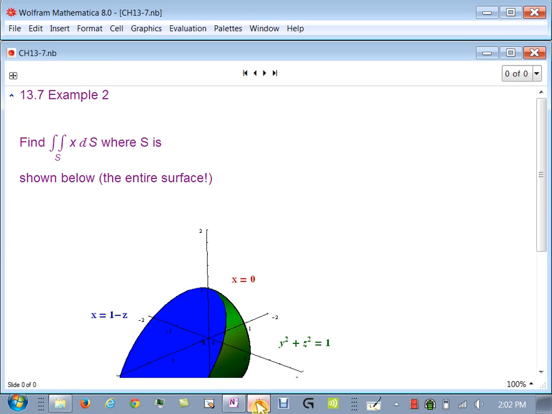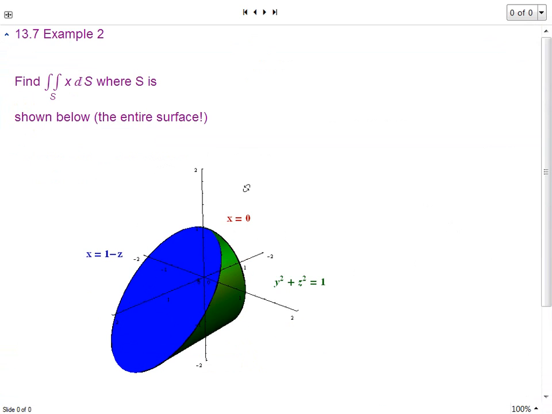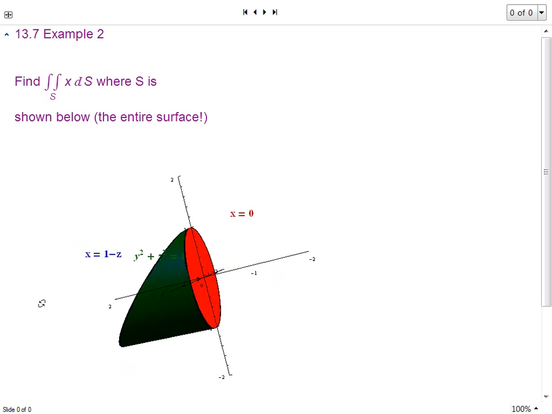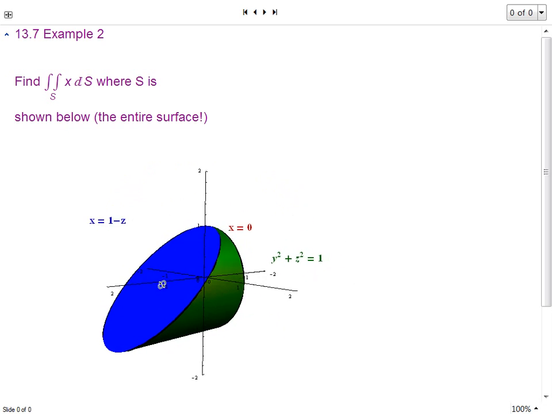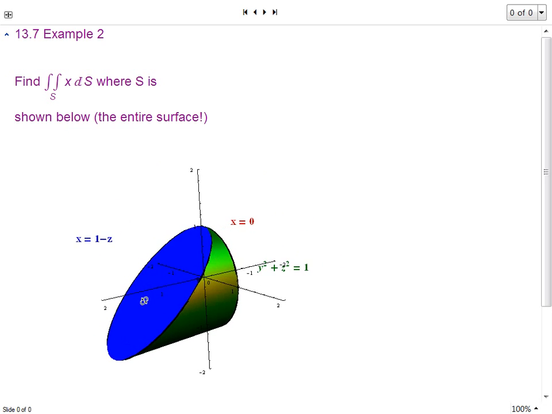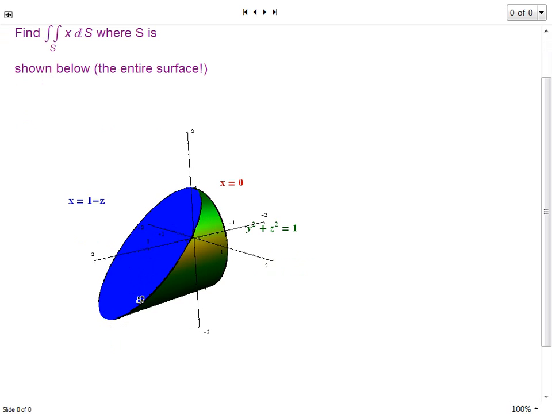I kind of need that to do this problem, because it's saying find the surface integral of the function x with respect to surface area, where S is shown below, the entire surface. So this is like a cylinder that's been cut off. It has a blue side, a greenish part, and then a backside which is red. So it has three surfaces. Those surfaces don't overlap each other. They only hit each other on the boundaries. And therefore, we can break this up into three separate surface integrals.